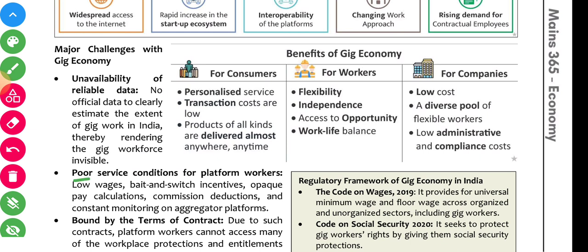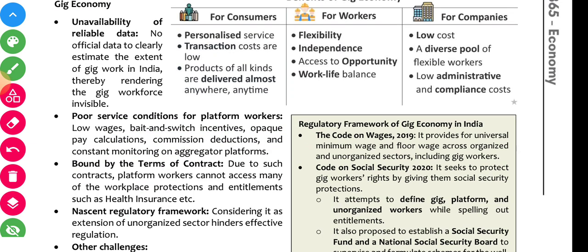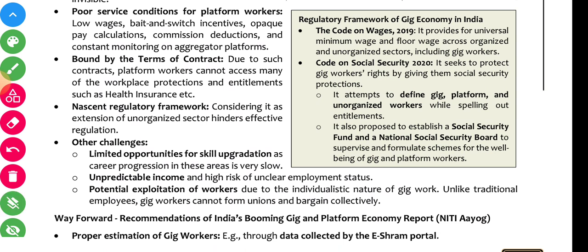Poor service conditions for platform workers: low wages, bait and switch incentives, opaque pay calculations, commission deductions, and constant monitoring on aggregator platforms. Next is being bound by the terms of contract. Due to such contracts, platform workers cannot access many of the workforce protections and entitlements such as health insurance, etc. Nascent regulatory framework, considering it as extension of unorganized sector, hinders effective regulation.